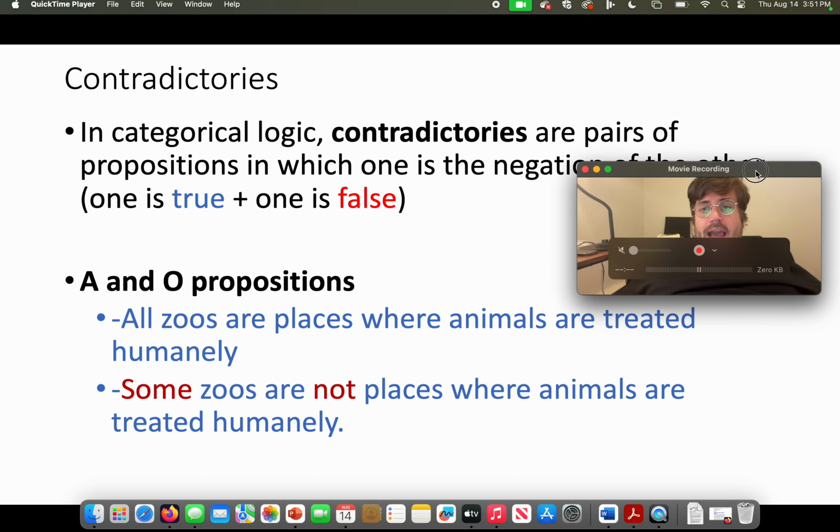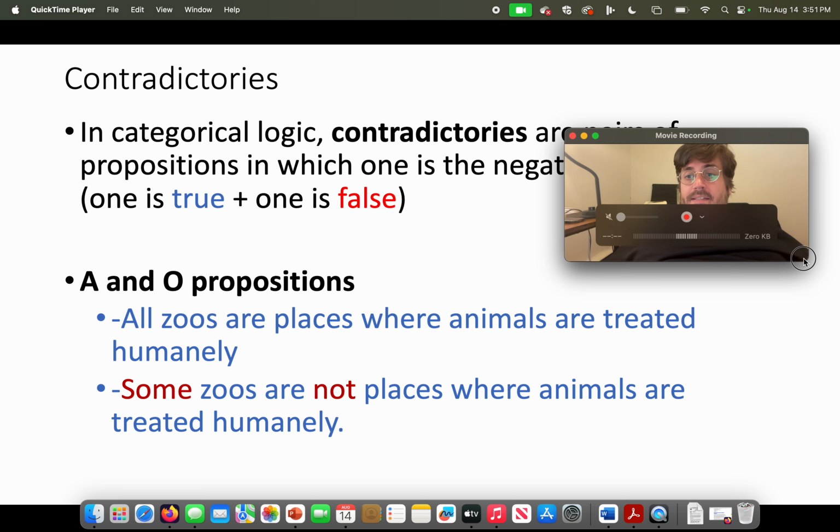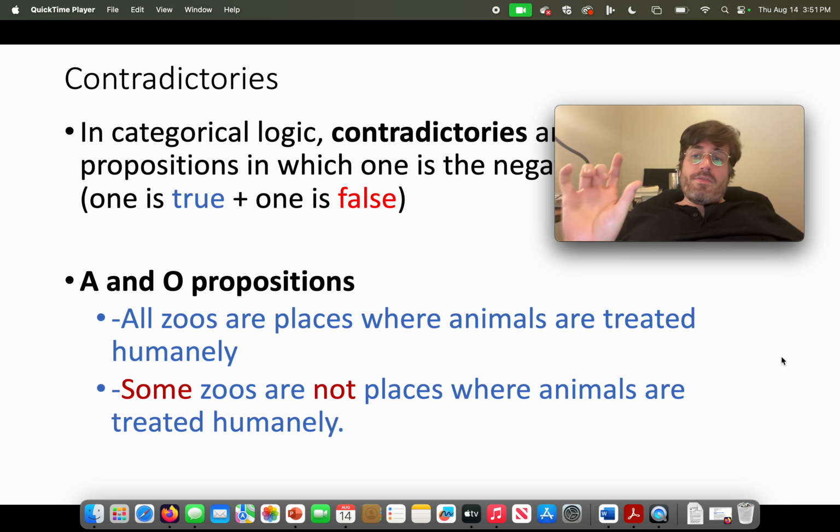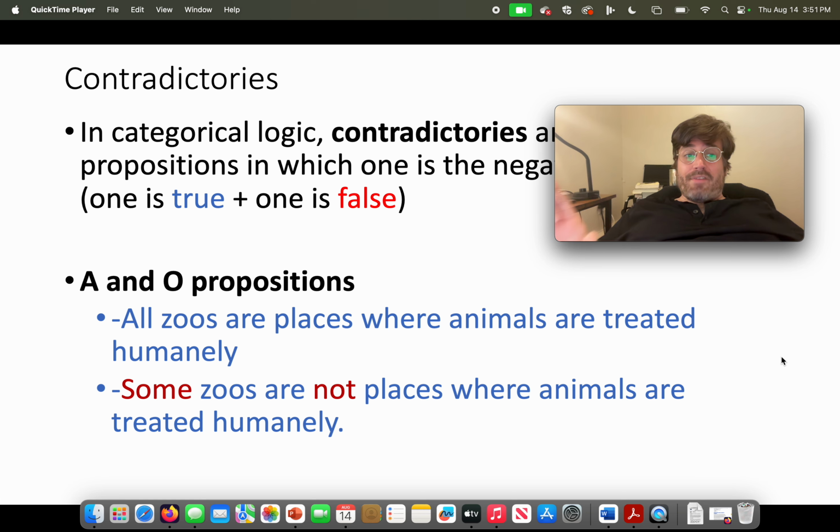So let's have a look at examples of sentences that are said to be contradictory. For every sentence in the universe that is an A proposition and an O proposition, regardless of content, those sentences are said to be contradictory. They have a contradictory structure. A and O propositions are always contradictory. That means that if an A proposition is true, the O proposition has to be false. If an O proposition is false, its related A proposition has to be true.